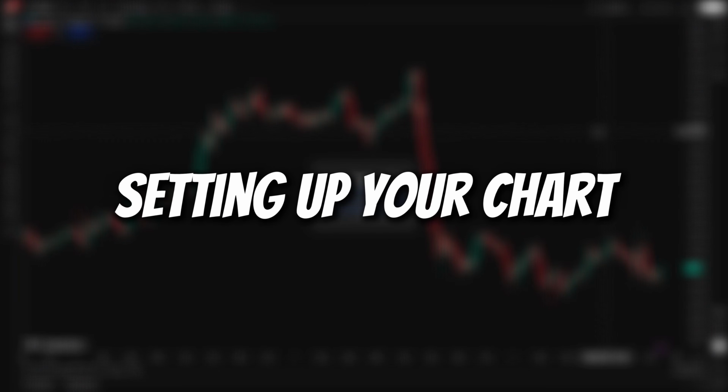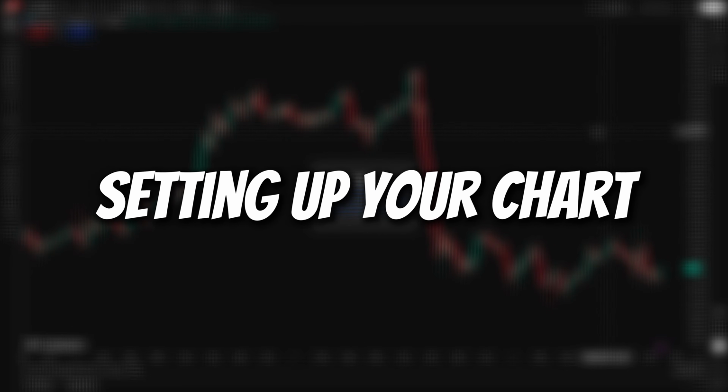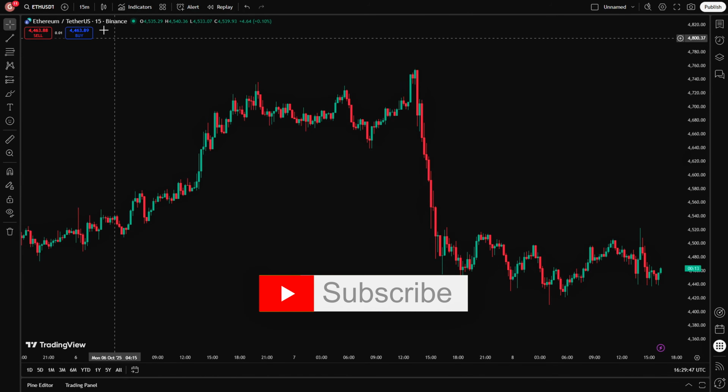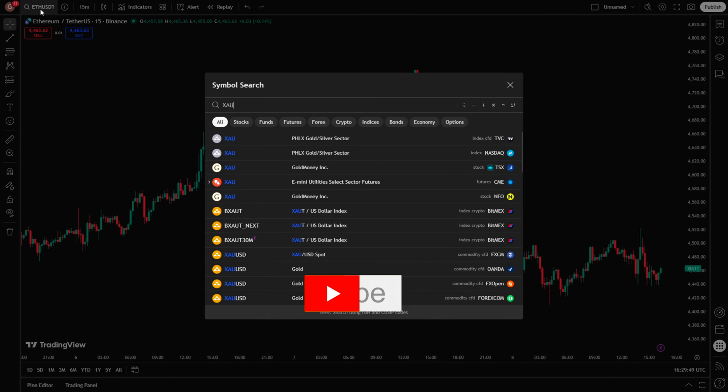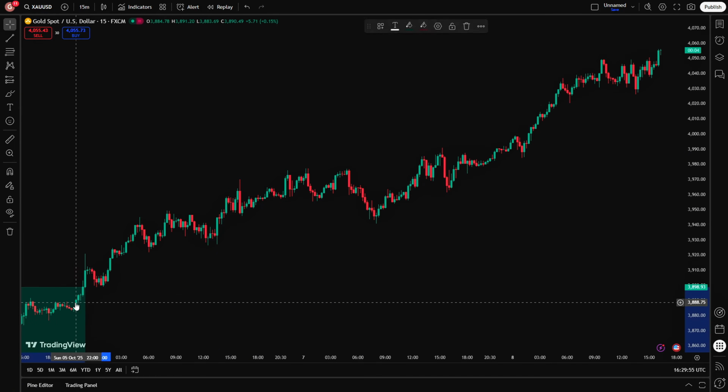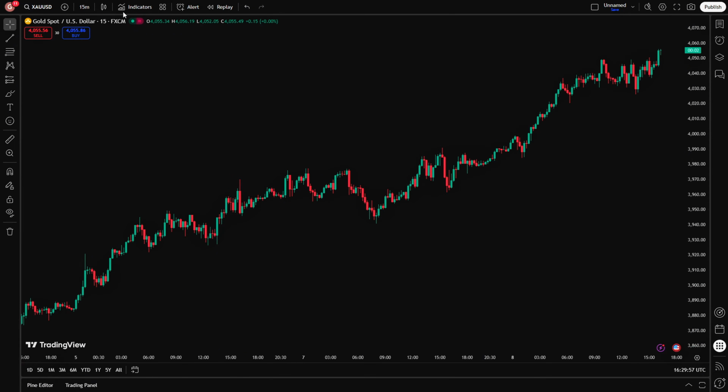Step 1. Setting up your chart. Let's begin by preparing your TradingView workspace and adding the first core indicator, the T3 trend with PR. Open TradingView and load any chart of your choice. For this tutorial, we'll use gold, XAU/USD on the 15-minute time frame.